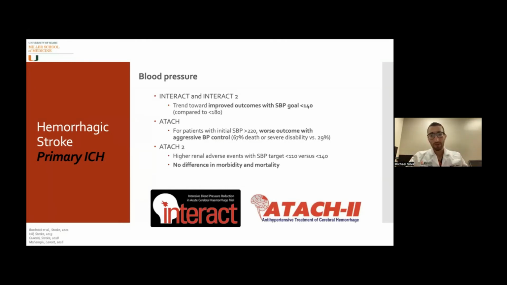ATTACH 2 dove a little bit deeper and looked specifically at the fact that there were higher renal adverse events with a very aggressive blood pressure target of less than 110 versus less than 140, but no difference in morbidity and mortality. So basically, it's useful to have moderate blood pressure control, but there are risks with aggressively controlling blood pressure, and specifically that manifests itself in renal adverse events.